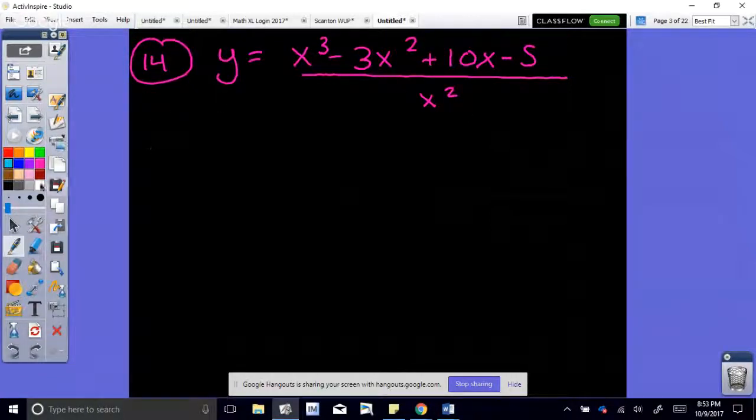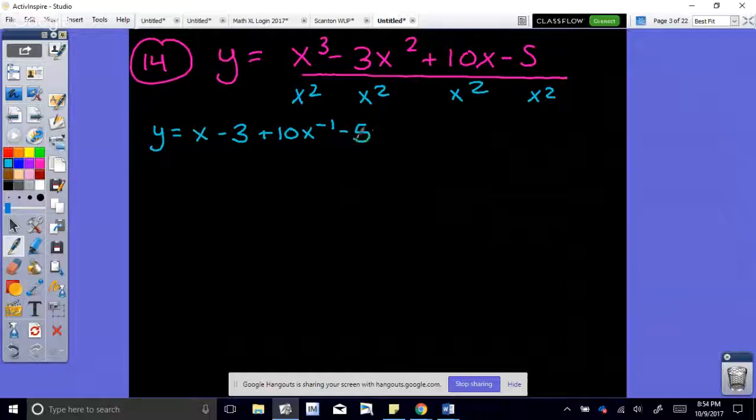So I want to remind you that when you see just dividing by a single piece, you could mentally think about this as dividing by x squared, each piece individually. So you can rewrite y as x minus 3 plus 10 times x to the negative 1 minus 5 times x to the negative 2. And then you can take the derivative, again, just using the power rule.